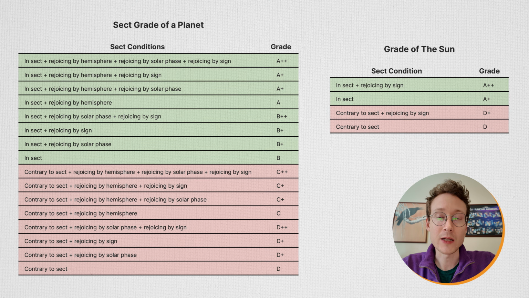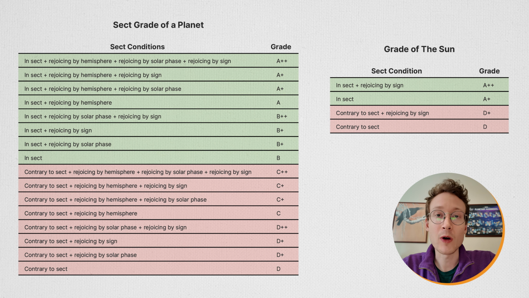When assessing planetary condition, it can be helpful to have a system to allow you to assign values to each planet, depending upon how strong or weak they are. Satya Astrology has developed a grading system for Sect, as well as other planetary conditions, to allow you to see which planets are the strongest and the weakest in a given chart. I want to share those with you.